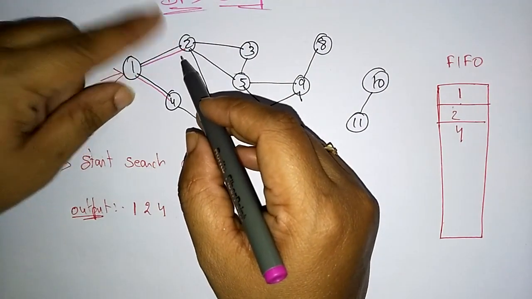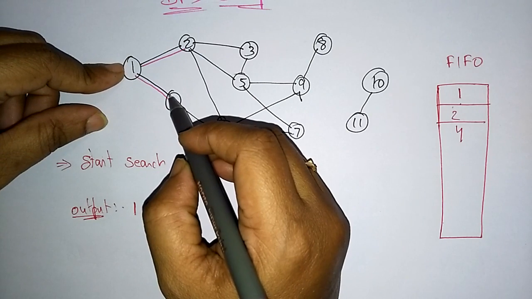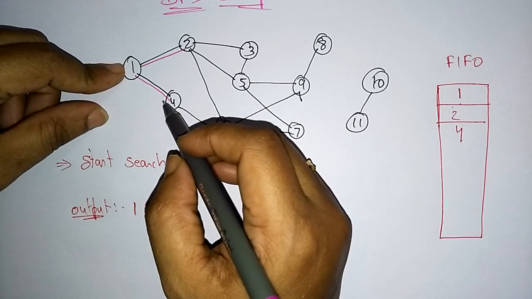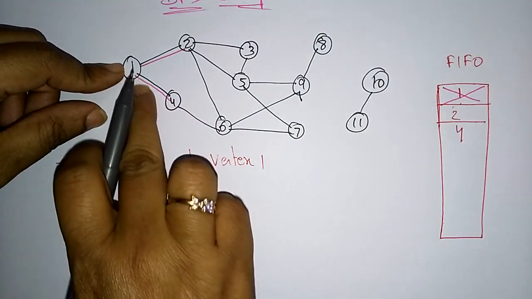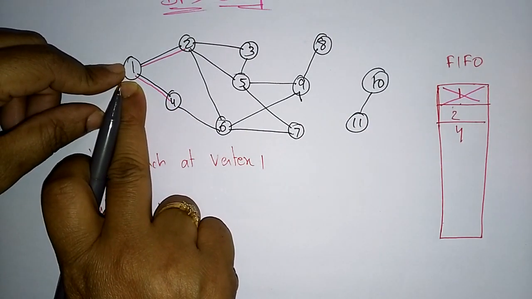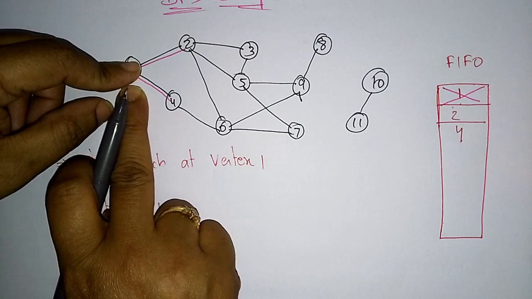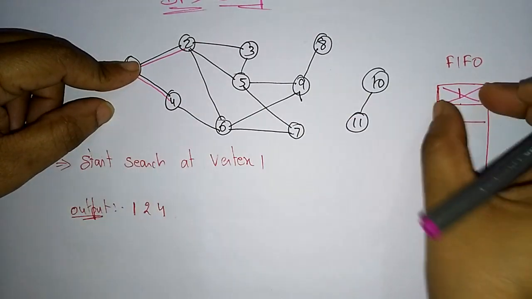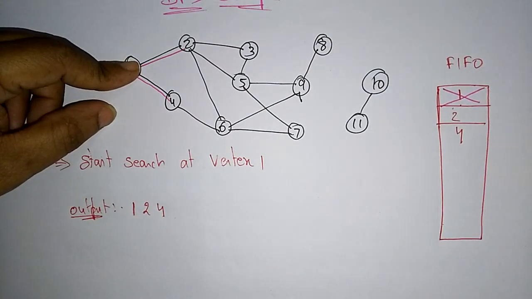Now just take the next adjacent. For 1, there are no remaining adjacent vertices. So then just remove the value from the queue. If there are no adjacent vertices to be visited, then just remove the value from the queue. We have to do this until the queue is empty. You have to do the search until the queue is empty.